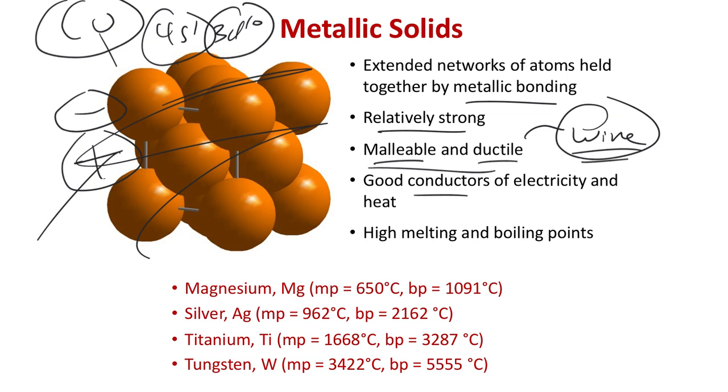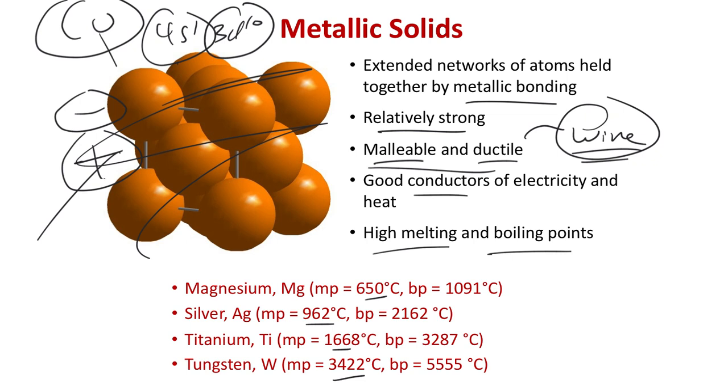A metal can conduct really well if it can sense that charge and respond to it very easily and very quickly. And so metals do this well. They have effectively what we call no band gap, so no energy is required to eject or exchange that electron to cause that conduction. We end up with high melting points and boiling points. If we look at a few examples: magnesium, 650 degrees C; silver, 962; titanium, 1668; tungsten, all the way at 3400.